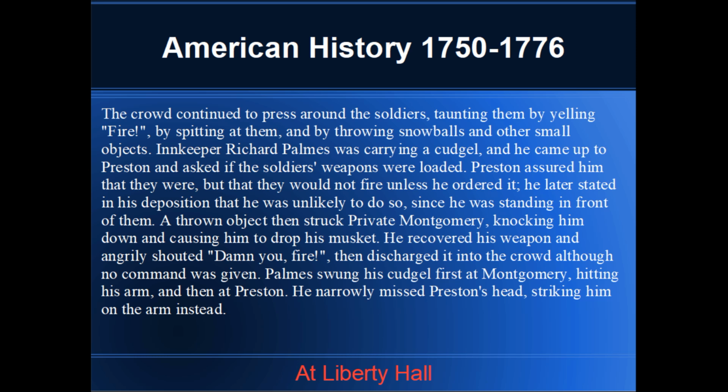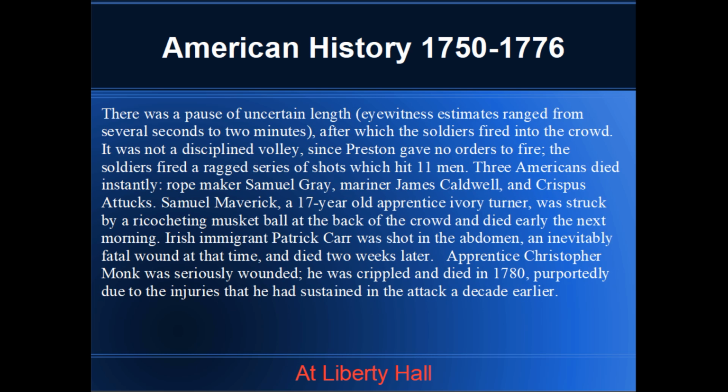Palmes swung his cudgel first at Montgomery, hitting his arm, and then at Preston. He narrowly missed Preston's head, striking him on the arm instead. There was a pause of uncertain length. Eyewitness estimates ranged from several seconds to 2 minutes, after which the soldiers fired into the crowd. It was not a disciplined volley, since Preston gave no orders to fire. The soldiers fired a ragged series of shots which hit 11 men.